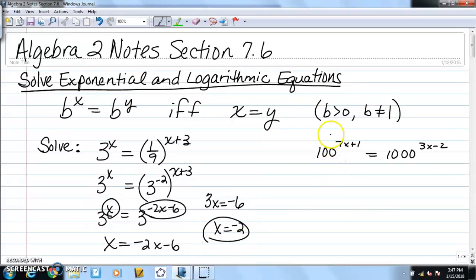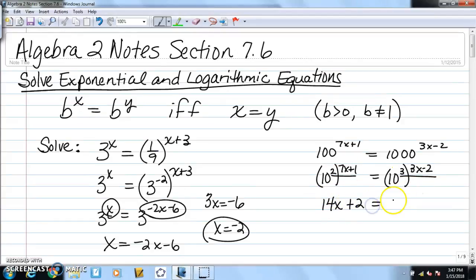Okay, so let's try another one here. This is 10 to the power of 2, and then you have this power 7x plus 1. This is 10 to the power of 3, and then you still have the 3x minus 2. Power to a power you multiply, and notice here then this power and this power are going to be equal. So I'm just going to multiply that out and set them equal. 14x plus 2 has to equal 9x minus 6. Subtract 9x from both sides, subtract 2 from both sides, and I get x equals negative 8/5.